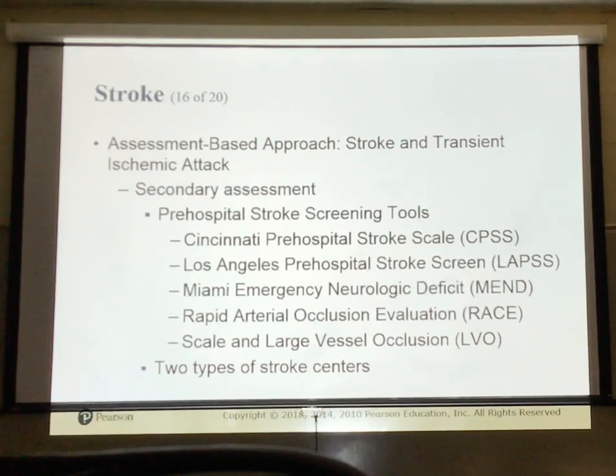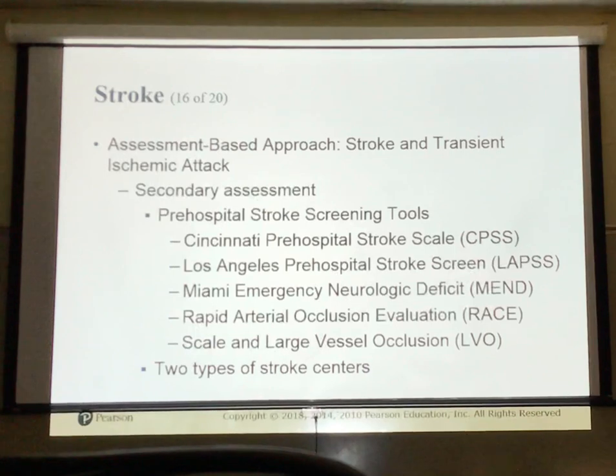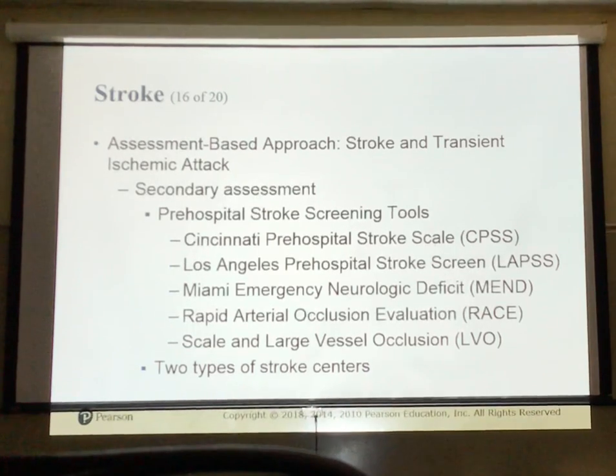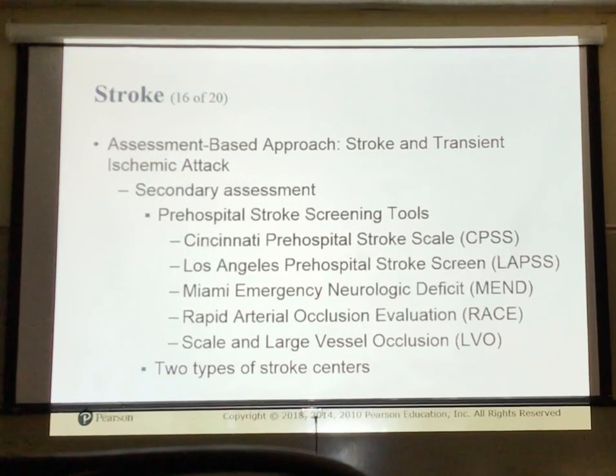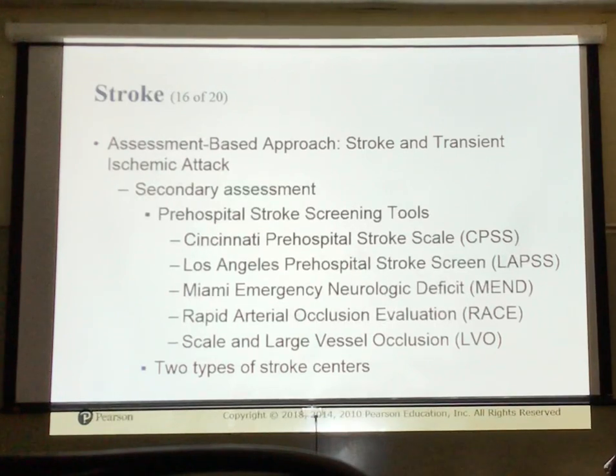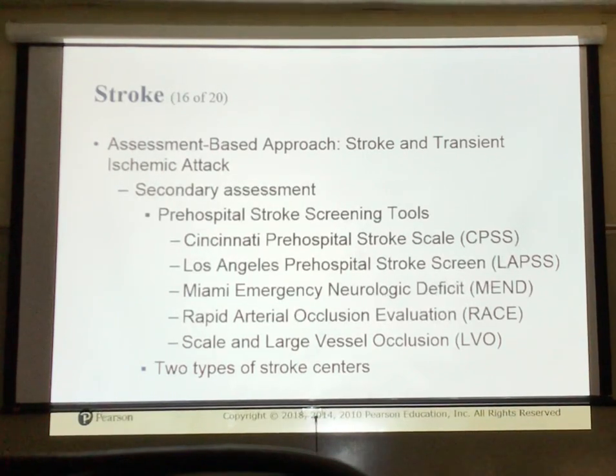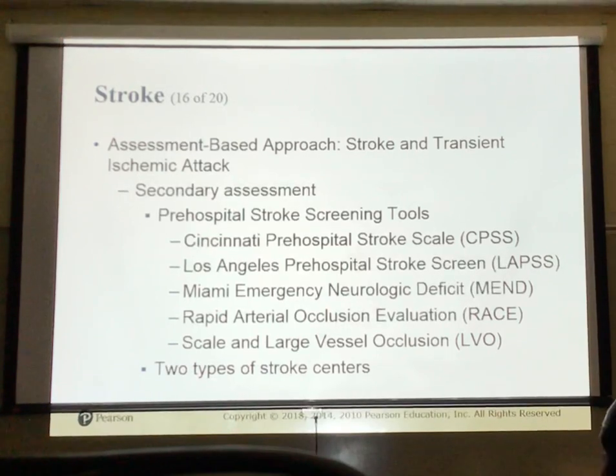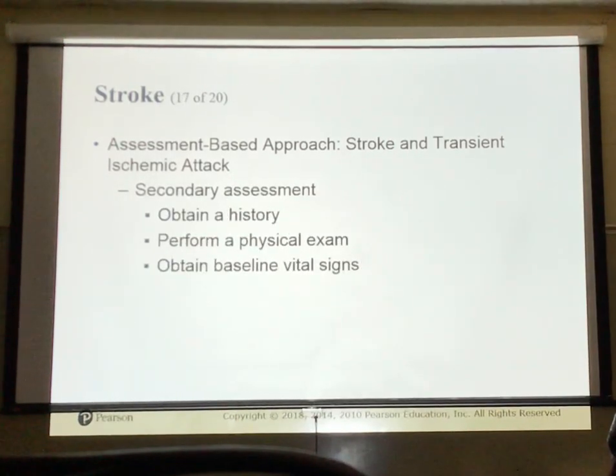So, some of the things we need to talk about is the Cincinnati Pre-Hospital Scale, all right? It's in your book. This is what we use, especially around here, for stroke evaluation, okay? It tests for facial droop by having the patient show their teeth or make a smile, arm drift by having the patient close their eyes, hold both arms straight out in front of them for 10 seconds, and abnormal speech pattern, okay? There's some other stroke scales and stuff in here, but this is the one that's most commonly used.